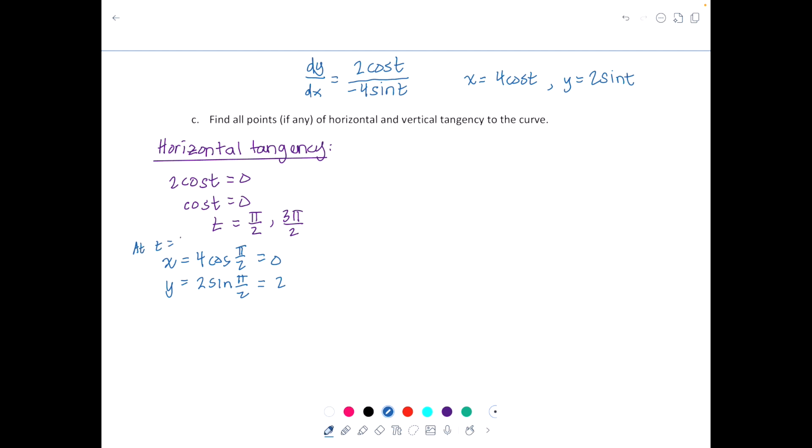and this was at t equal to pi over 2, at t equal to 3 pi over 2, x will be equal to 4 times cosine at 3 pi over 2, which is equal to 0, and y will equal 2 sine at 3 pi over 2, which will give us negative 2.